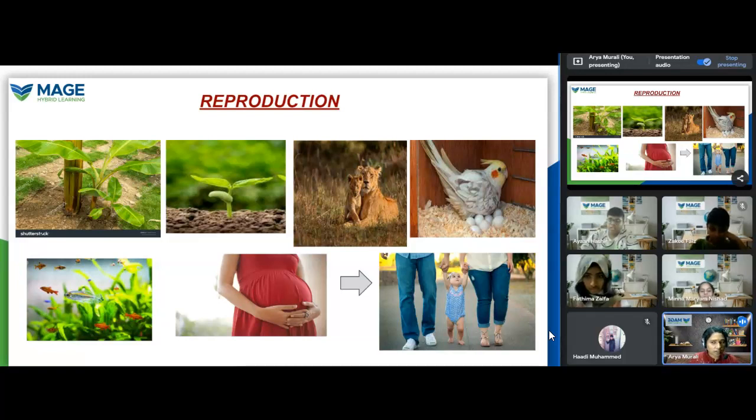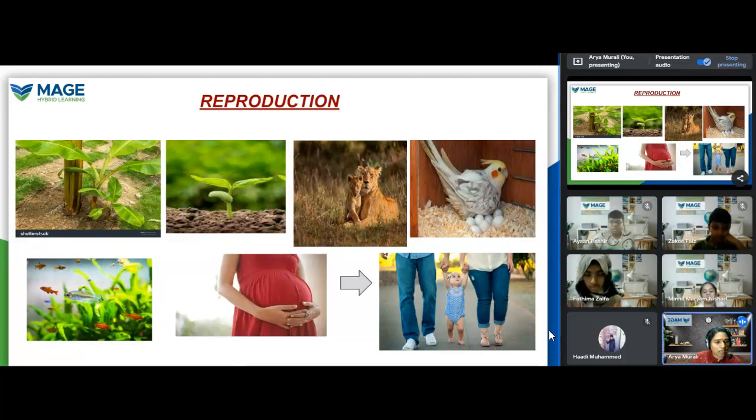Look at the first picture. Near the big banana tree, you can see small ones, right? Can you see that? That's the way how a banana plant reproduces. The small plants will grow from the bottom of the mother plant, right?